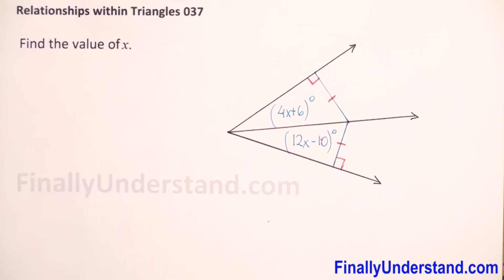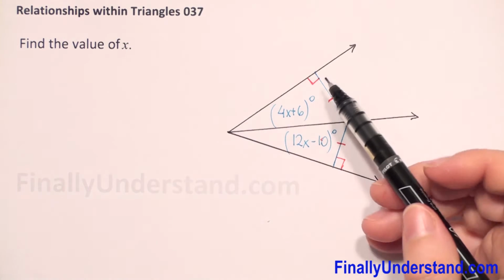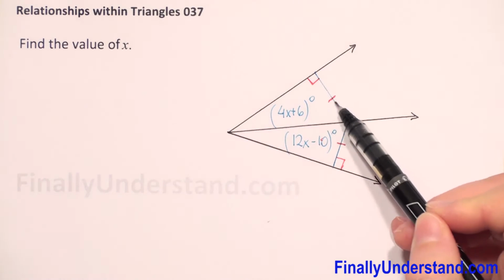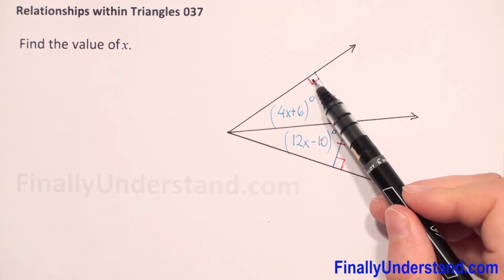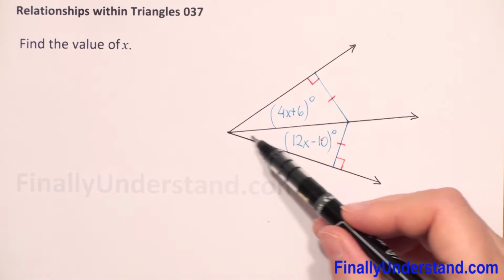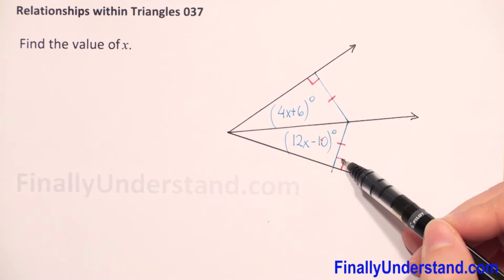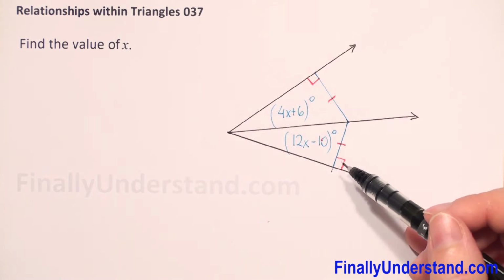We have to find the value of x. We are given that this ray and that segment are perpendicular, and that ray and that segment are perpendicular.